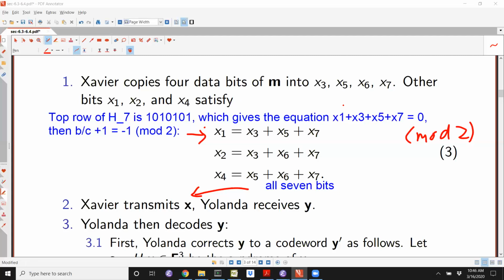Yes, each of the x's represents one bit. That's right, bit numbers 1, 3, 5, and 7. And so the top row of H7 being 1, 0, 1, 0, 1, 0, 1 says that when you transmit a code word, that code word has to satisfy the equation x1 plus x3 plus x5 plus x7 equals 0, everything done mod 2. Does that make some sense?